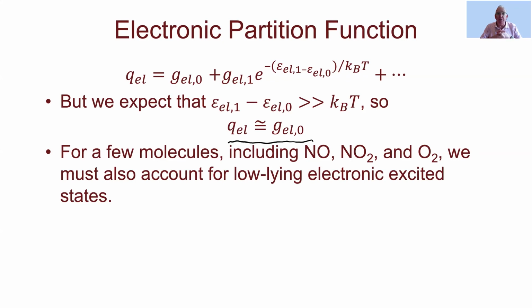There are a small number of molecules, and a couple of them are written on the screen there, that happen to have low-lying excited electronic states where we might actually have to evaluate a second term in that partition function to get a sensible result. But that's a very uncommon situation. So in general, we will use the presumption that the electronic partition function is just the ground state degeneracy, right?